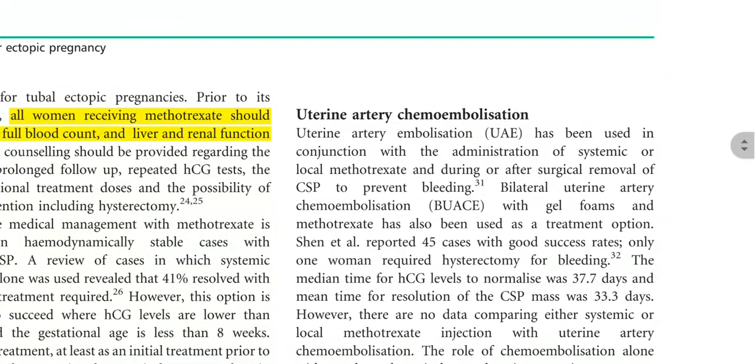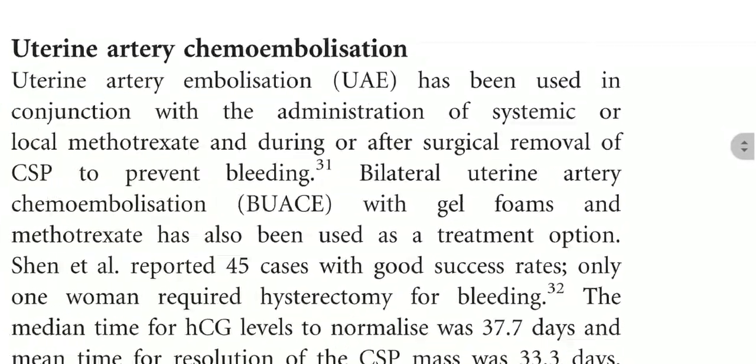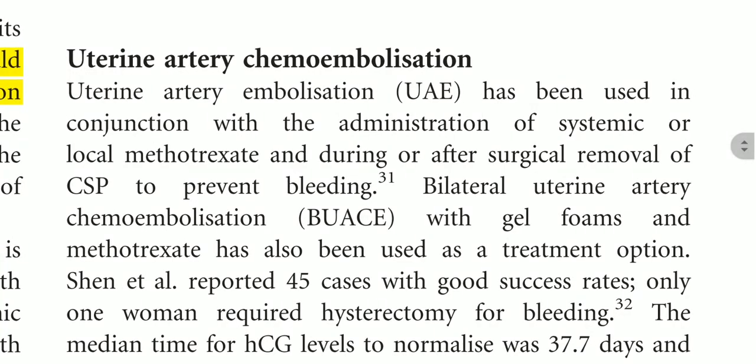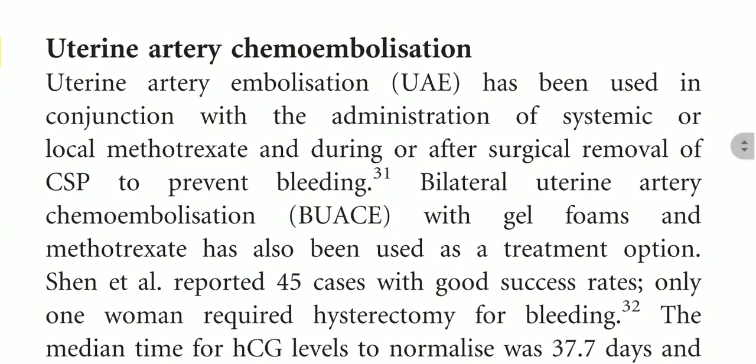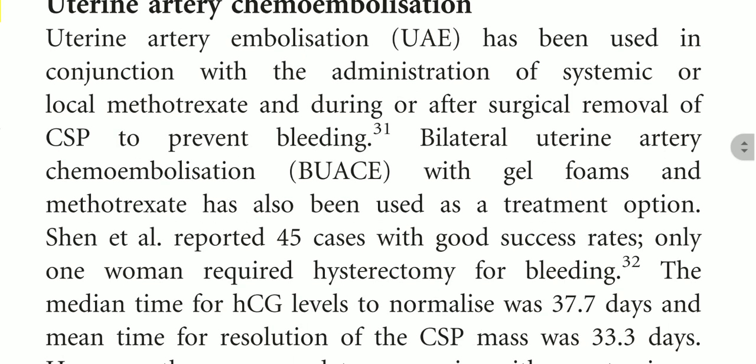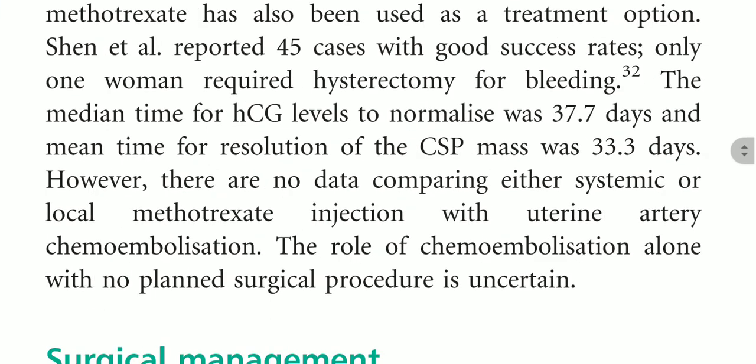Now, uterine artery chemoembolization. Uterine artery chemoembolization has been used in conjunction with the administration of systemic or local methotrexate and during or after surgical removal of cesarean scar pregnancy to prevent bleeding. Bilateral uterine artery chemoembolization with gel foam and methotrexate has also been used as a treatment option. Okay, so just leave this data.